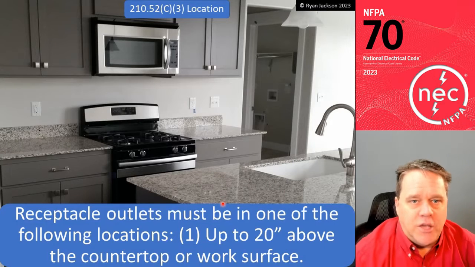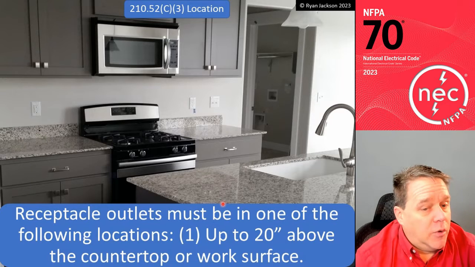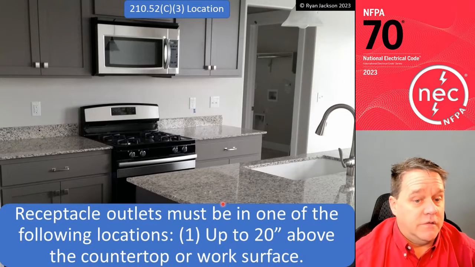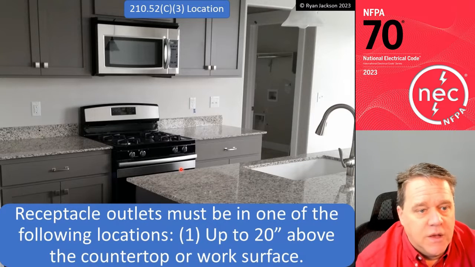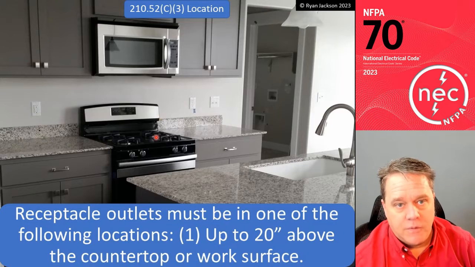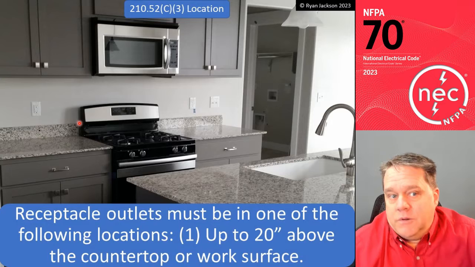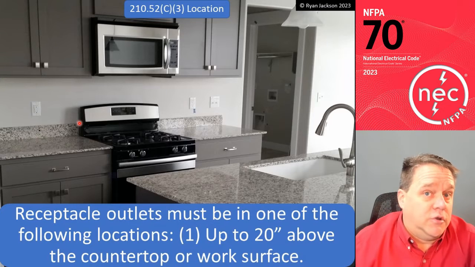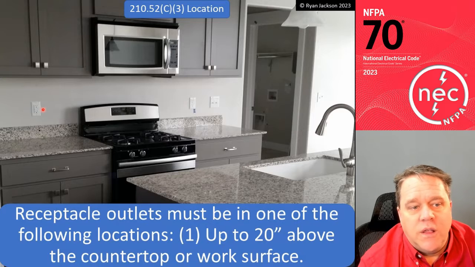All right. Location, vertical dimensions. Receptacle outlet must be in one of the following locations. One is above, but not more than 20 inches above the countertop or work surface. All right, so my kitchen countertop receptacles have to be above the countertop, but not more than 20 inches above the countertop. If they're 5 feet above the countertop, then what's the point? Most of your appliances only have a 2-foot cord. So above the countertop, not more than 20 inches above the countertop.